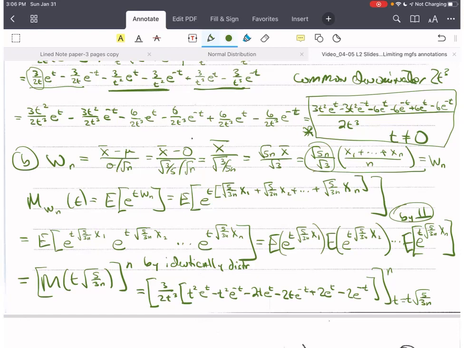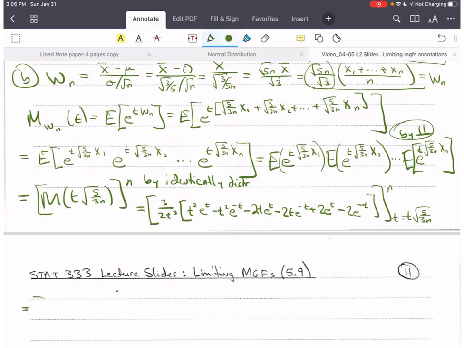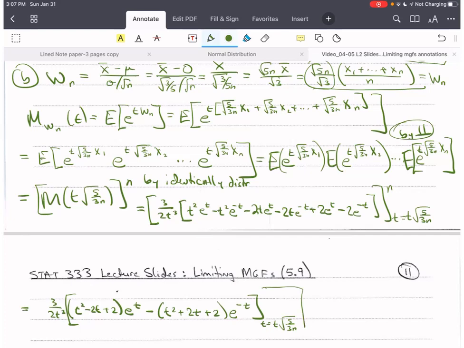All right. So then this can be written as 3 over 2t cubed times t squared minus 2t plus 2 e to the t, and then minus, I need to put my bracket here. I'm factoring out and simplifying. So minus t squared plus 2t plus 2 times e to the negative t, and t is equal to t square root of 5 over 3n, and this is all raised to the nth power.